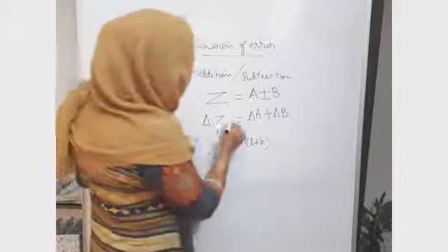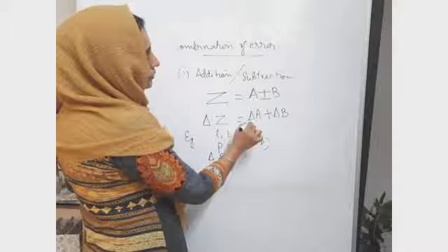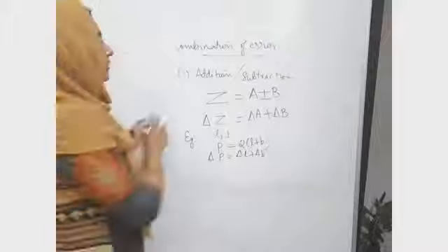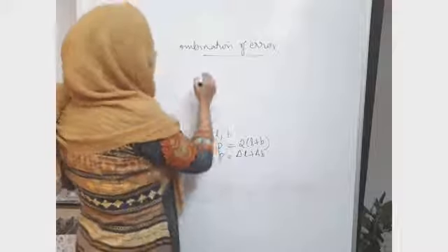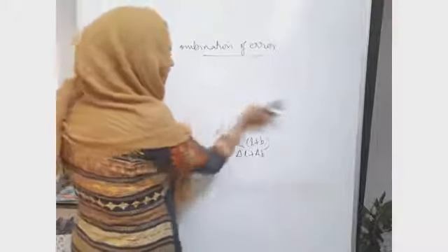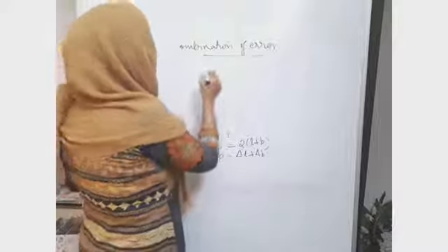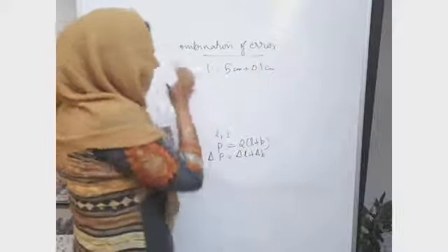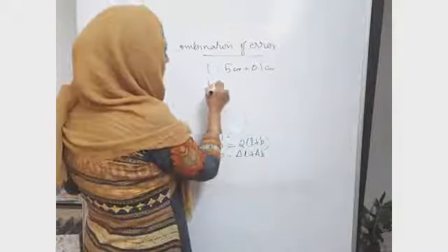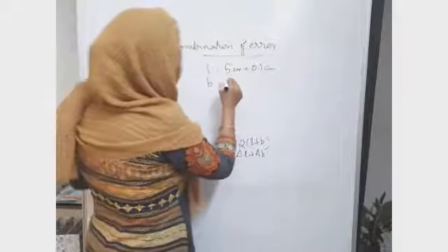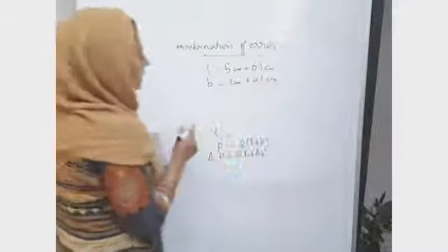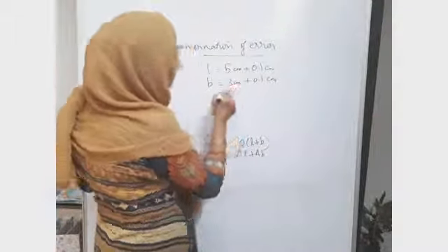What is the rule? It will be the sum of individual errors. So delta L plus delta B. Got it? So for example, we can have any value. Say the length of a rectangle L, along with error, is represented as L is equal to 5 centimeter plus or minus 0.1 centimeter. This is in the form of L plus delta L. Breadth is equal to say 3 centimeter plus or minus 0.1 centimeter.